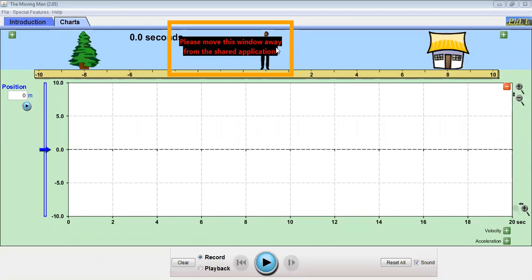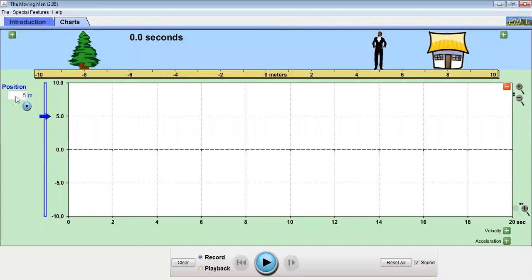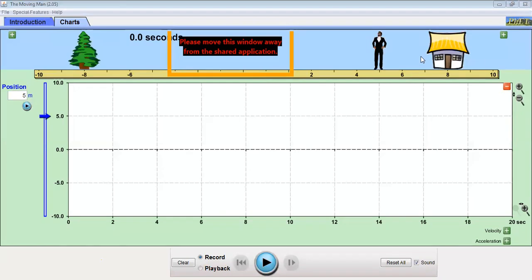Now where is the object right now? The object is at rest. But where is it at rest? It is at the initial position. So what I will do, I will change its position and I will make him stand at 5. So see now, where is the object standing? The object is standing at a distance of 5 meters from its initial position. 0 meter is its initial position.